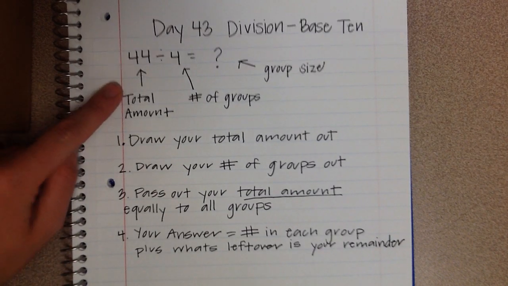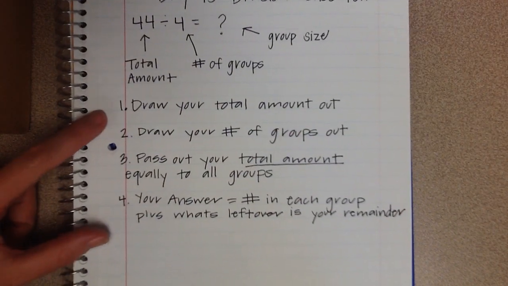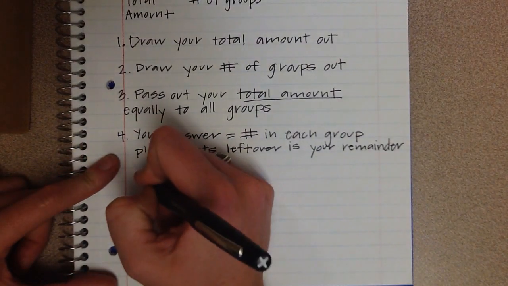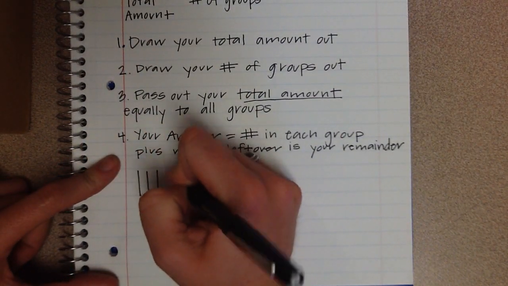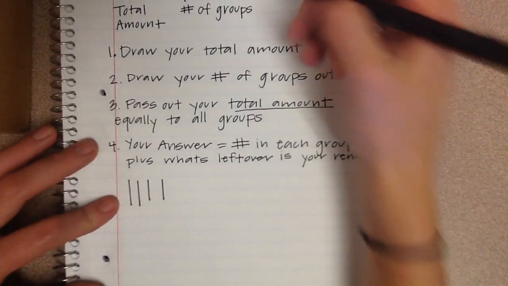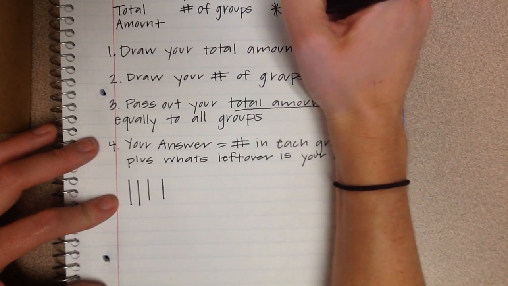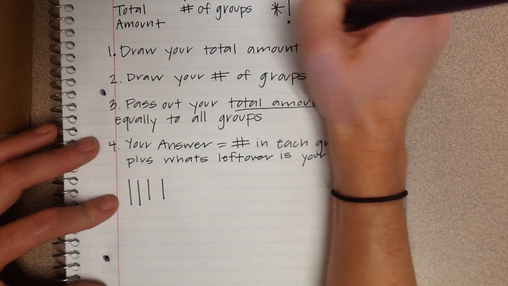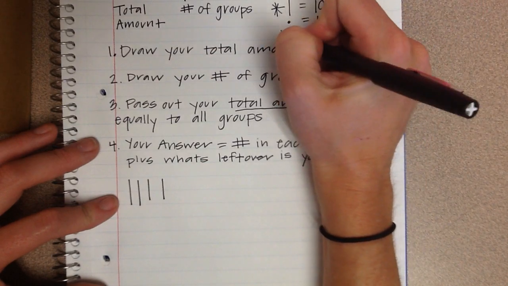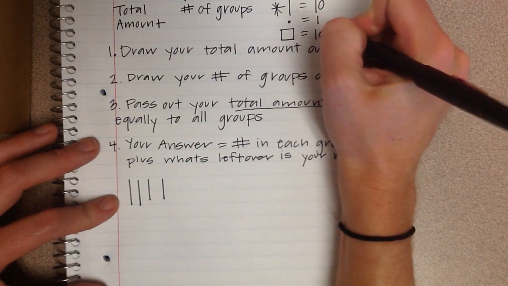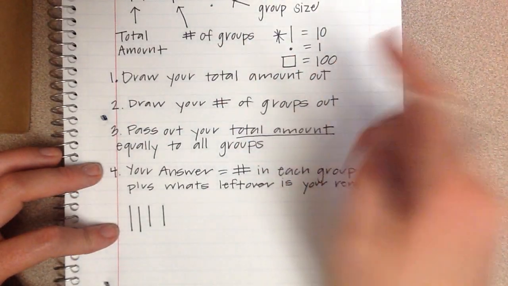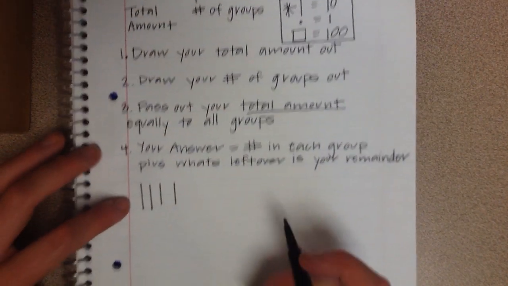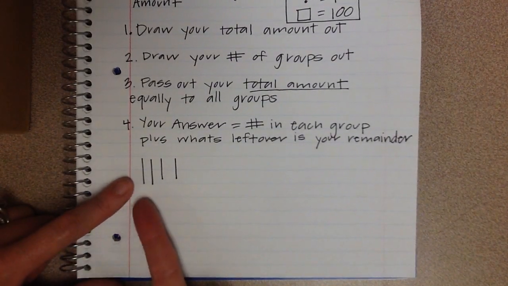So my first problem I'm going to model with is this right here, 44. So my first step is draw my total amount out, okay? So 1, 2, 3, 4. So let me put a little star right here. Equals 10. A dot equals 1. And a box equals 100. I'm sorry, I know those are a little out of order. Should have done the box first. I'm sorry, but that's just a little key. So here's my total amount. I drew it out. That's 40.